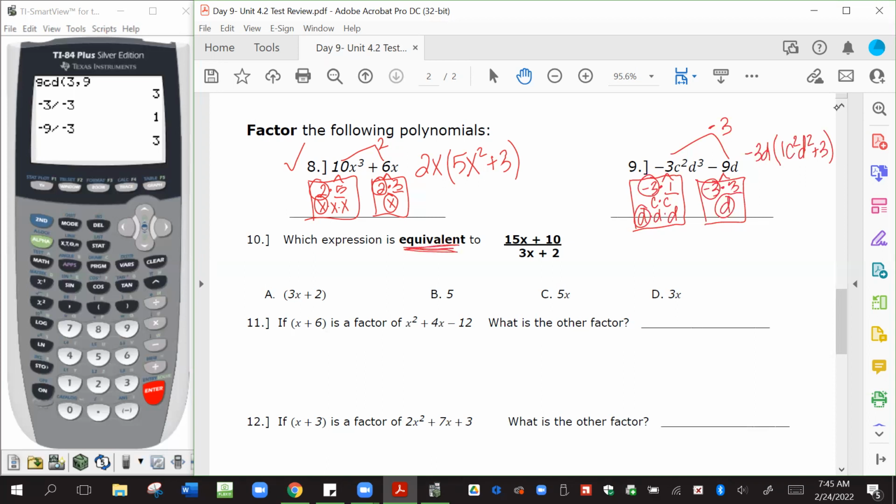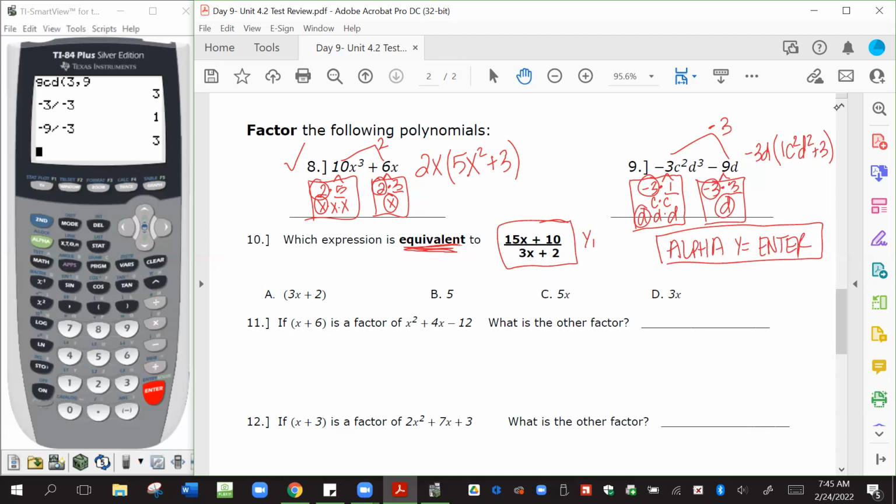All right, number 10, which one is equivalent? We've already practiced this one. So this whole thing is gonna go into y1, and my answers are gonna go into y2. Just a reminder to put the fraction in, you do alpha, y equals, and then enter to find the fraction. So just be careful. If you're using Desmos, it's a little bit easier. You literally just have to use the division sign and it'll create it.